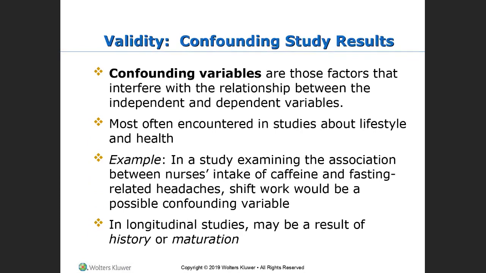So also related to validity are confounding study results. Confounding variables are those factors that interfere with the relationship between the independent and dependent variables. They're often encountered in lifestyle and health type of articles, and this would be an example. In examining nurses' intake of caffeine and fasting-related headache, shift work could be a possible confounding variable. What that means is that whether you work day shift, night shift, or evening shift could be a confounding variable. It could interfere with the relationship between the nurses and the caffeine.